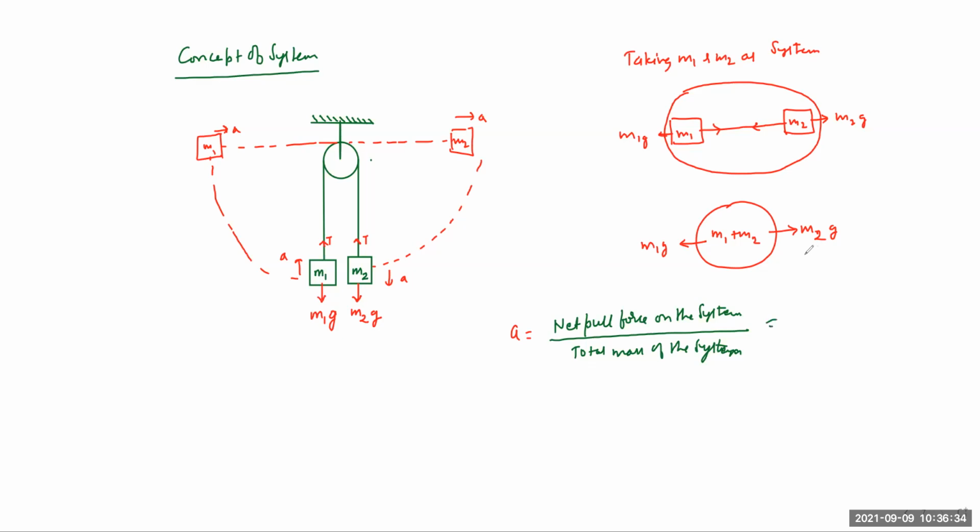What is the net pull force? One is pulling right, one is pulling left. So we can say net pull force is M2G minus M1G, and net mass of the system is M1 plus M2, and so we have the answer.